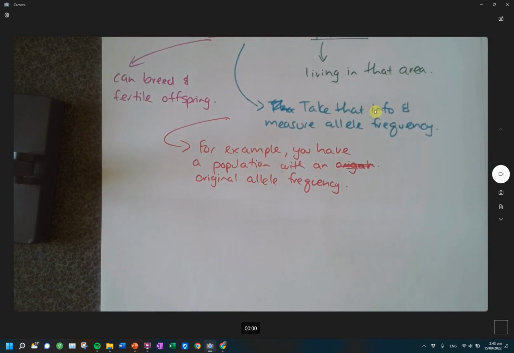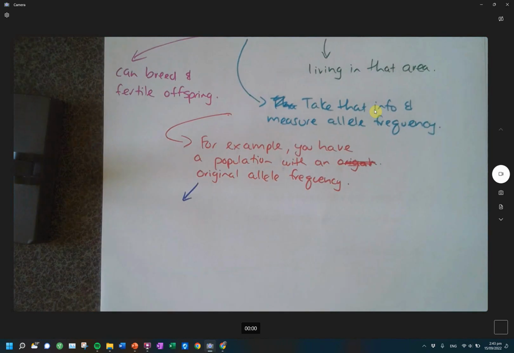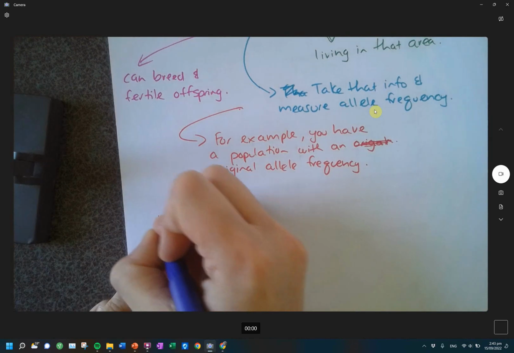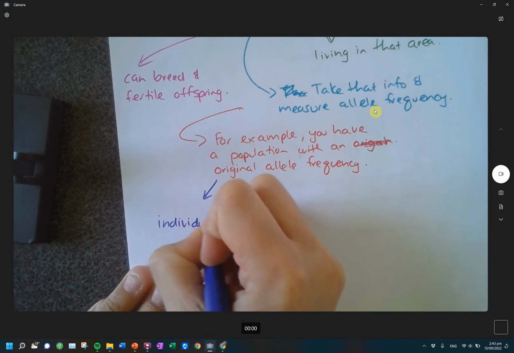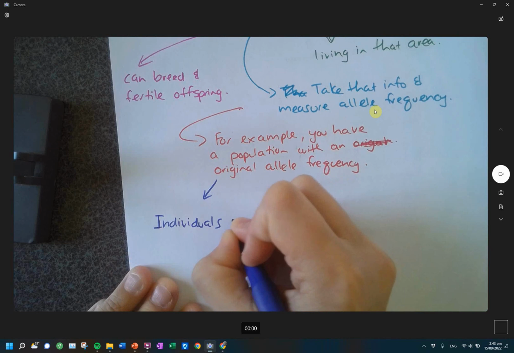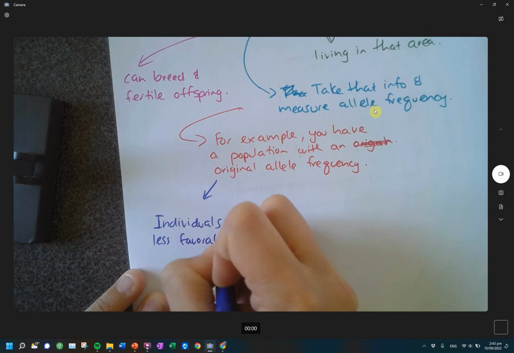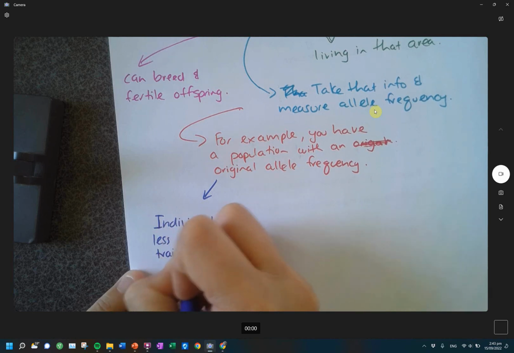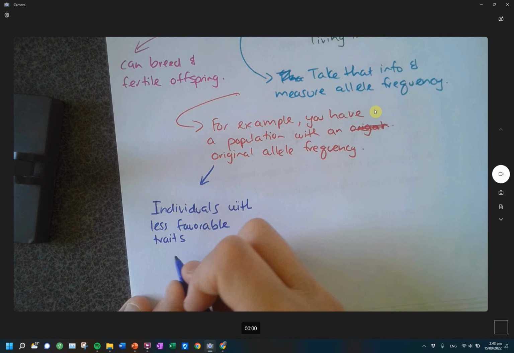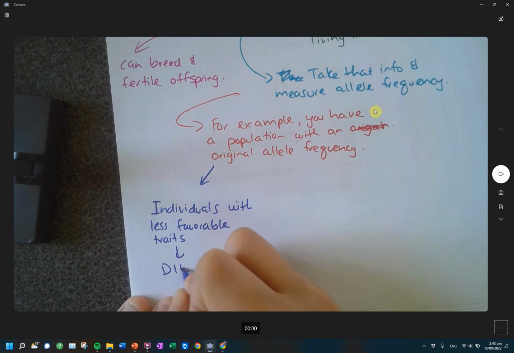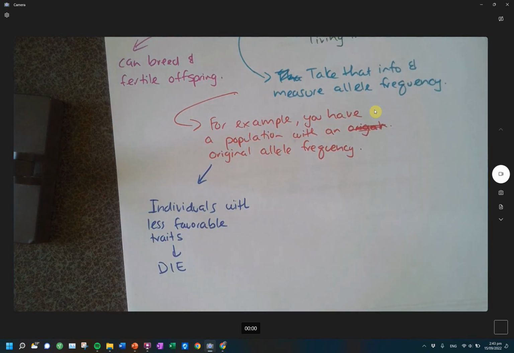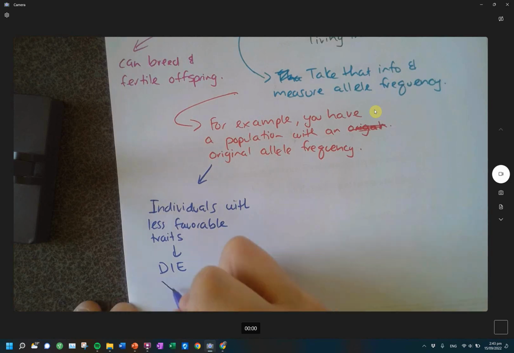So if my individual has less favorable traits, they don't survive and they die off. So if they have less favorable traits, they will die off. Now, if they die, will they be able to reproduce? No, because they're dead. So that's the end of the line. No reproduction, no passing of alleles.